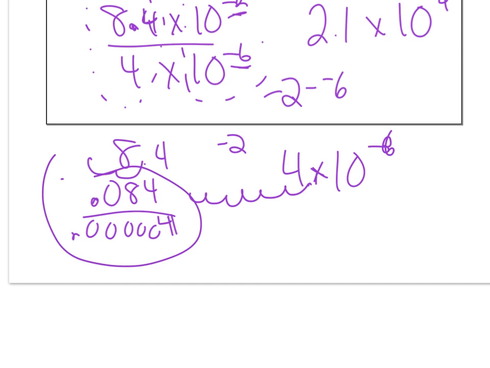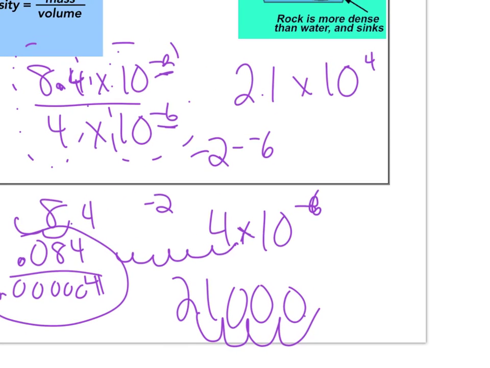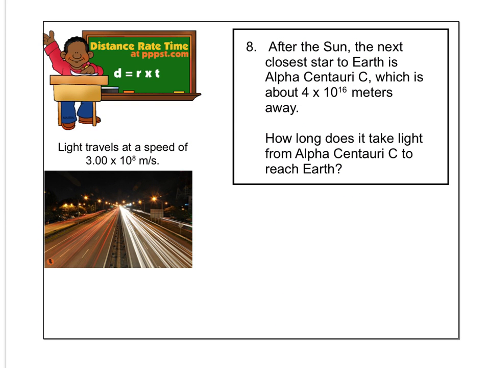So if I do that, 0.084 divided by 0.000004, I get 21,000. So if I convert that back, it's 1, 2, 3, 4, and that's what I end up having right here. Okay, so it's just working with that without having to multiply it out. Now these two are not too tough, you can do that, but after that things can get a little hectic.